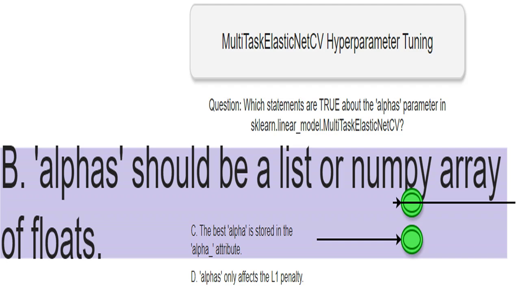This is precisely correct. You should supply alphas as a list or NumPy array of floating point numbers. Each number represents a different regularization strength that the model will test. The model will then choose the value which produces the best model performance according to a specified scoring metric. It's a smart way to find the optimal setting.